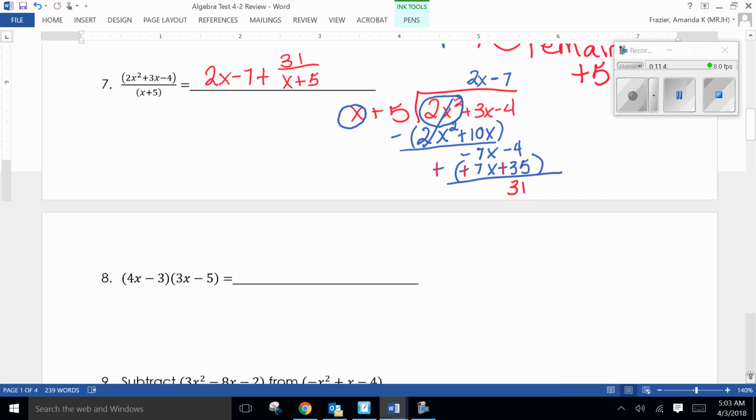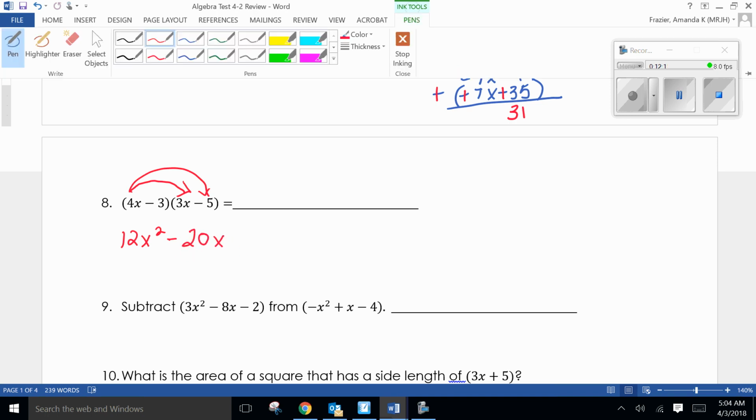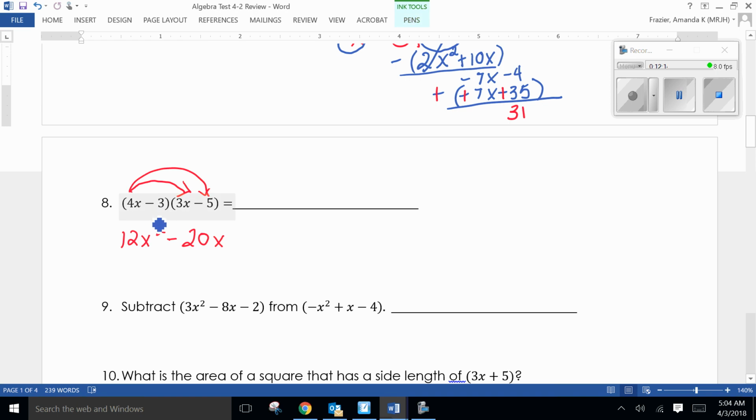Okay, number 8. 4x minus 3 times 3x minus 5. So I'm going to distribute, or I can use my area model, but I'm going to distribute my 4x to 3x, which gives me 12x squared, and then my 4x to the negative 5, which gives me negative 20x. And then I'm going to distribute my negative 3 to 3x, so minus 9x, and my negative 3 to negative 5, plus 15.